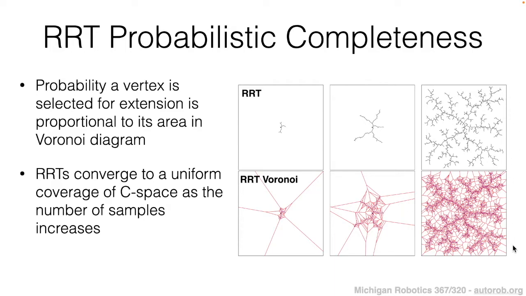And so you can see essentially that as the trees are growing, the corresponding Voronoi diagram has additional subregions that are considered, and additionally that this RRT Voronoi diagram is approaching uniformly spaced and uniformly sized subregions within the 2D configuration space. And so this convergence to a uniform coverage of configuration space is a result of an increasing number of samples.